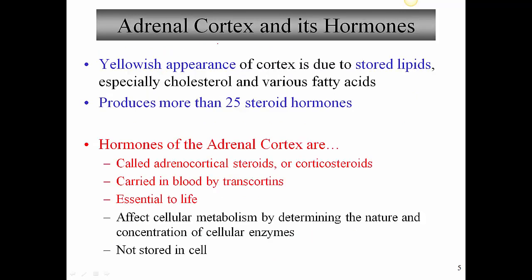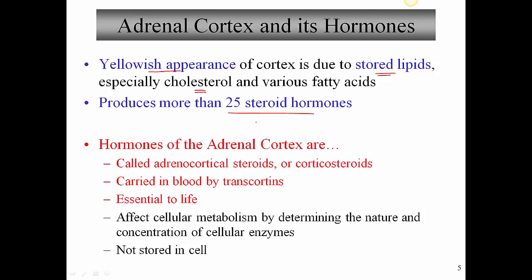Now let's turn our attention to the adrenal cortex and the hormones it secretes. Once again, remember that the adrenal cortex from the outside has a yellowish appearance due to the stored lipids. Primarily cholesterol, because cholesterol is used as the starting point for the steroid hormones that the adrenal cortex produces. And these are about 25 different steroid hormones. We're not going to learn them all.